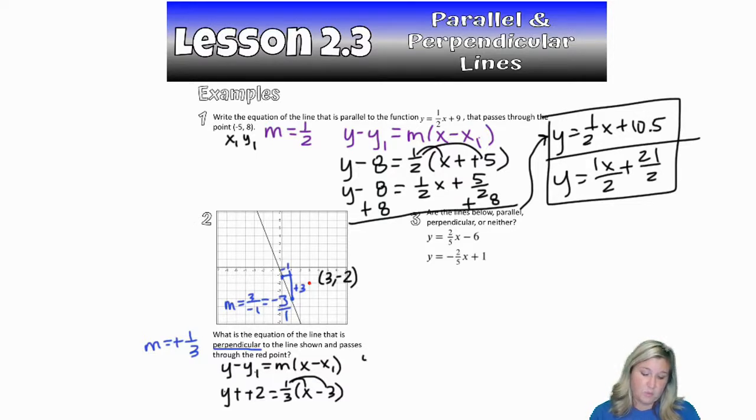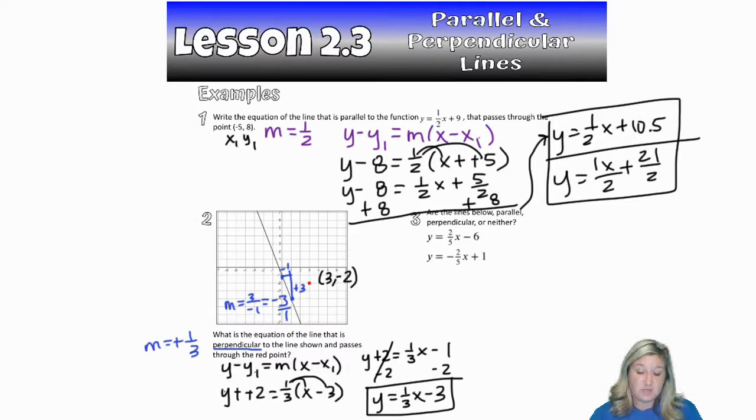So I end up with y plus 2 is equal to 1/3 x minus 1. So 1/3 times 3 is 1. So it's a nice, pretty number this time. And then I'm going to end up subtracting 2 on each side to get rid of that. And y equals 1/3 x minus 3 is going to be the equation there. So that line is going to be perpendicular to my original line, and it's going to cross the y-axis at -3 and go through the point 3, -2. Everything good there.